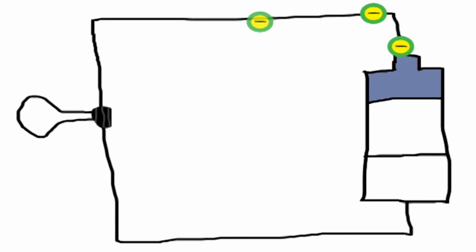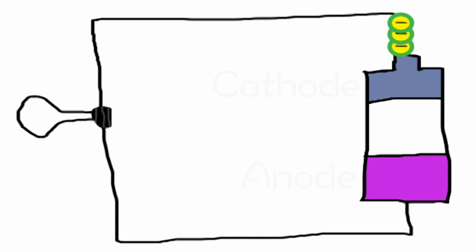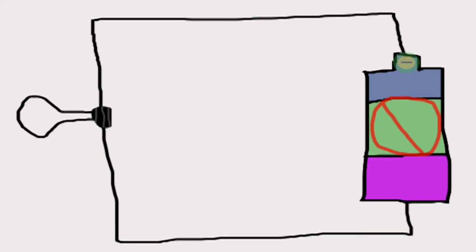Back to the battery. Due to chemical reactions, electrons build up at the anode. This results in an electrical difference between the anode and the cathode. The electrons want to rearrange themselves to get rid of this difference. In a battery, the only place to go is to the cathode. However, the electrolyte keeps the electrons from going straight from the anode to the cathode.